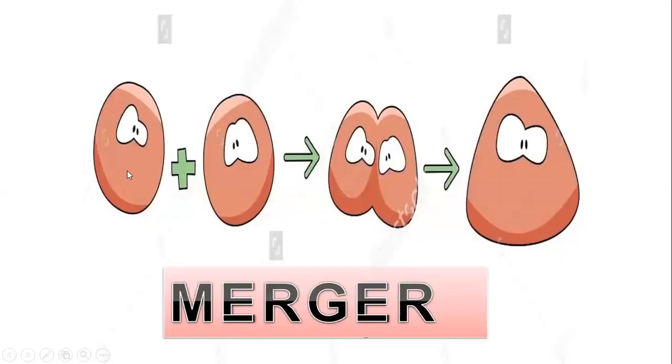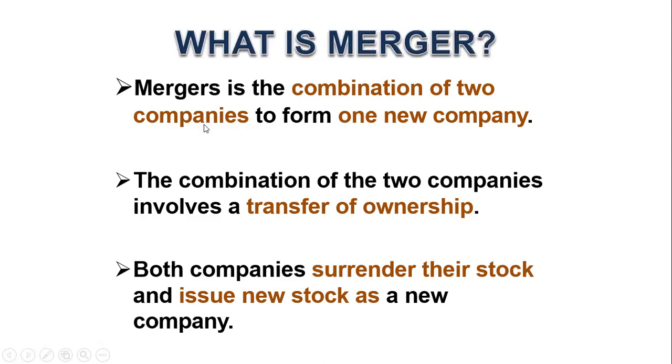Here two companies are getting consolidated and they are becoming a very large company. Merger is a combination of two companies to form one new company. The combination of two companies involves a transfer of ownership. Both companies surrender their stock and issue new stock as a new company. So in this, we are forming a new company. Two companies will close and they will start a new company. This type of merger is also called amalgamation. Whenever a new company is formed, it is called amalgamation. What will happen when we surrender the stock? We will cancel the shares of A and B Limited and a new company, C Limited, is formed.